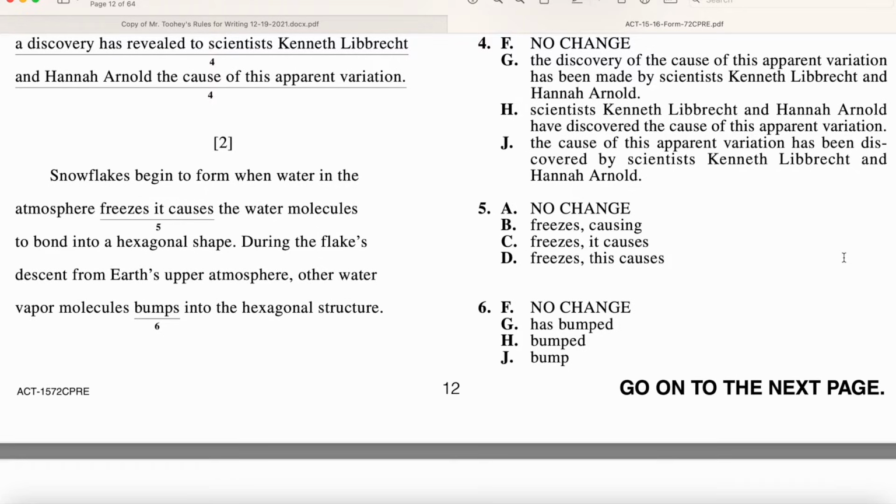Let's try B. Snowflakes begin to form when water in the atmosphere freezes, causing the water molecules to bond into a hexagonal shape. How does that sound? That sounds good. That sounds much better. Yeah, absolutely. Let's keep B. Let's try answer choice C. Snowflakes begin to form when water in the atmosphere freezes. It causes the water molecules to bond into a hexagonal shape. That also sounds good. Let's keep it. So we've got B and C. Let's try D. Snowflakes begin to form when water in the atmosphere freezes. This causes the water molecules to bond into a hexagonal shape. How does that sound?